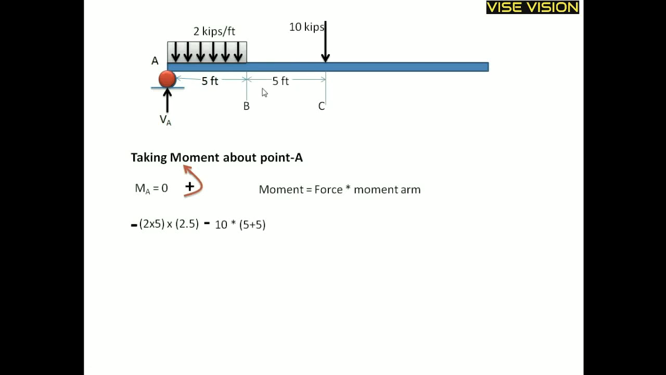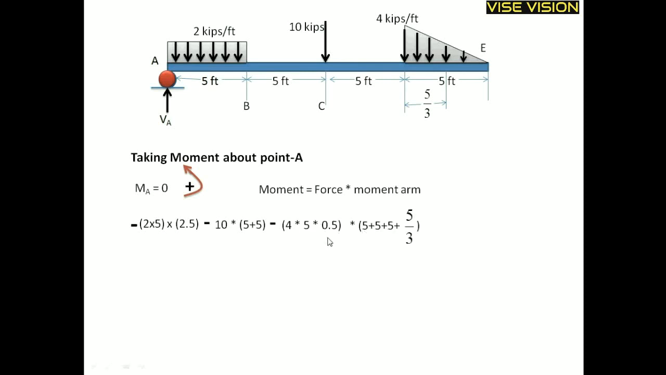This is my point load acting at a distance of 10 feet from point A, so the concentrated load value is taken into the moment arm, and this value is taken as negative because this also creates a clockwise moment about point A. So let's proceed for the UVL. UVL value is 4 into 5 into 0.5. This is the UVL force acting downward, and this is my moment arm. The force multiplied by the moment arm: 5 plus 5 plus 5 plus 5 by 3 is the moment arm value. How we have taken this 5 by 3, I will tell you now. This UVL also creates a clockwise moment about point A, so it is also taken as negative.